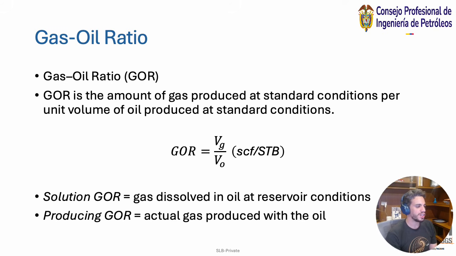So the pressure is standard, so 1 atmosphere or 14.67 psi. We're talking about 22 degrees Fahrenheit, Celsius, and that's the world we call standard, right? It's this universal term. Now the solution GOR is the exact same concept, but at the reservoir conditions, and the producing GOR is the actual gas produced with the oil. So again, these are different ratios that help us understand our fluid and help us optimize or maximize our production.